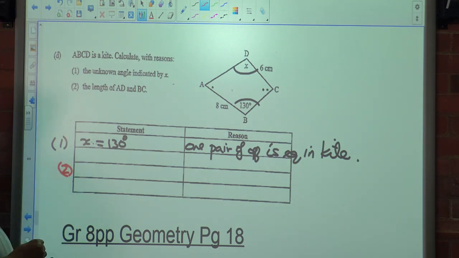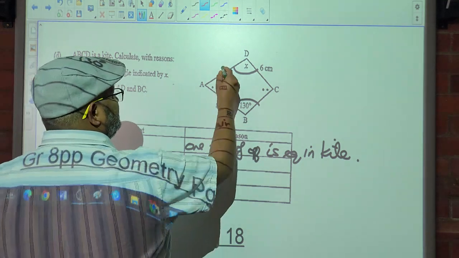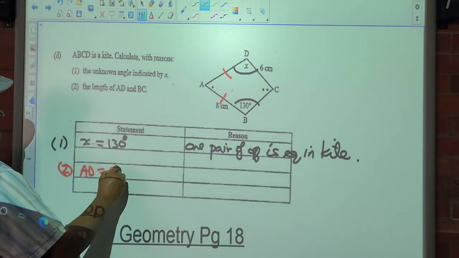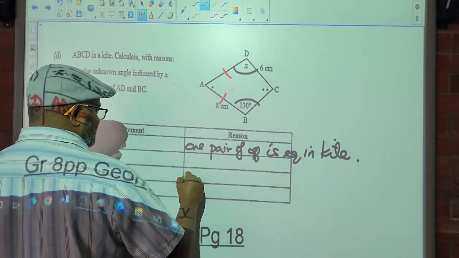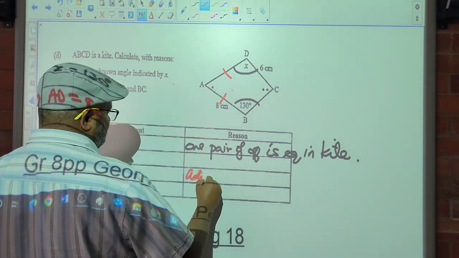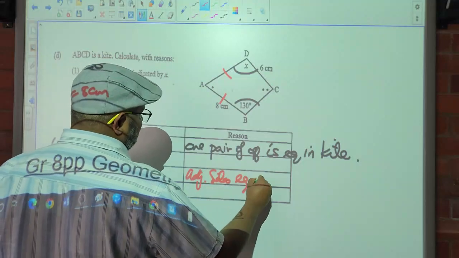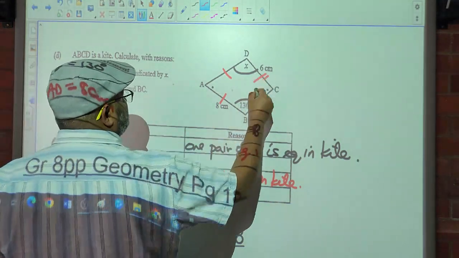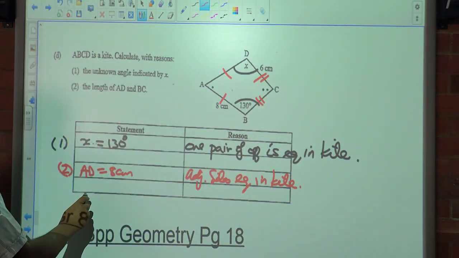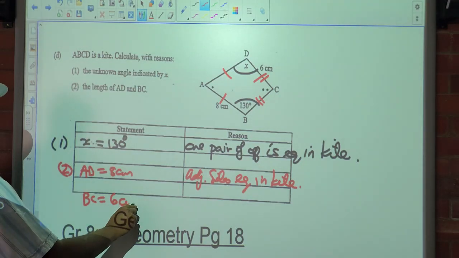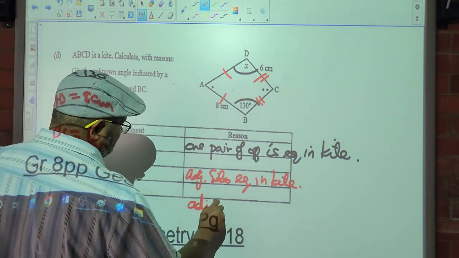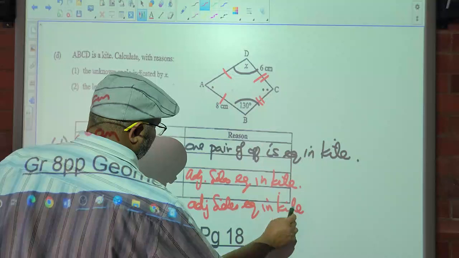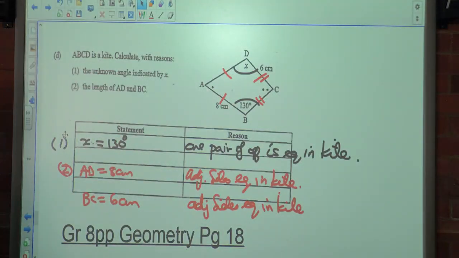Number 2, the length of AD. AD is going to be 8 centimeters. Why? Adjacent sides equal in a kite. What is DC equal to? I mean the BC. BC is equal to 6 centimeters. Why? Adjacent sides equal in a kite. Alright.